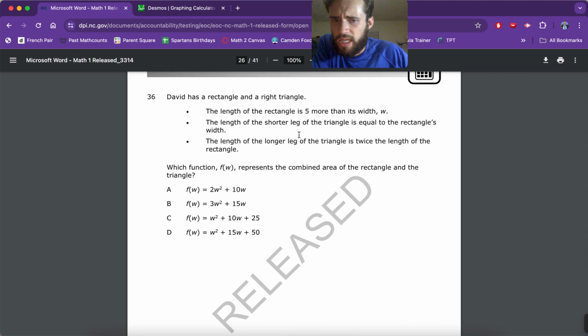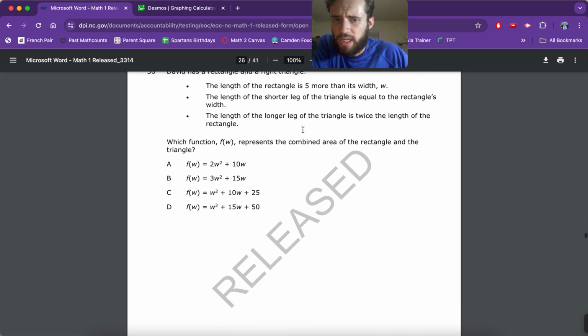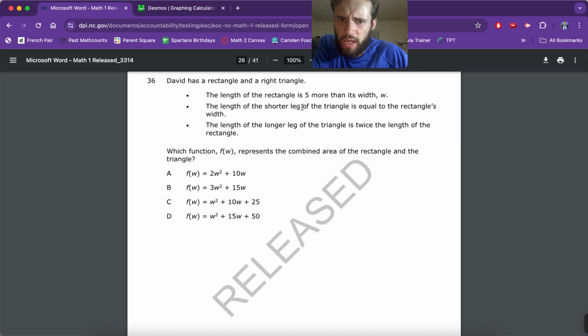And then David has a rectangle and a right triangle. The length of the rectangle is 5 more than its width. The length of the shorter leg of the triangle is equal to the rectangle's width. The length of the longer leg of the triangle is twice the length of the rectangle. Which function f of w represents the combined area of the rectangle and the triangle?